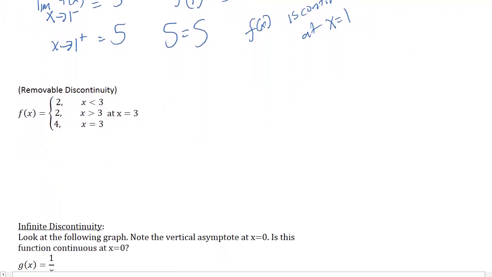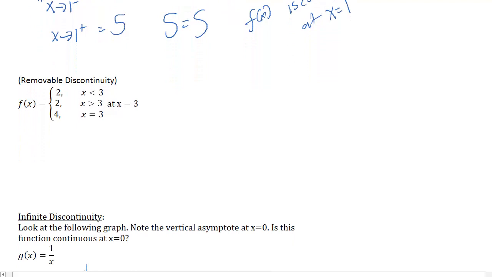Here's one more example. Removable discontinuity is what this one's called. This is another piecewise function, as you can see. So when x is less than 3, y is equal to 2. When x is greater than 3, y is equal to 2. So we'll have our graph here. So x is 1, 2, 3, 4. So 3 is there. So at the point 3, y is actually equal to 4, as the last rule says. So we'll put that point in there. Then at point 3, we'll leave an open circle, and then it just kind of goes off in both directions. And that is what that graph looks like, roughly.